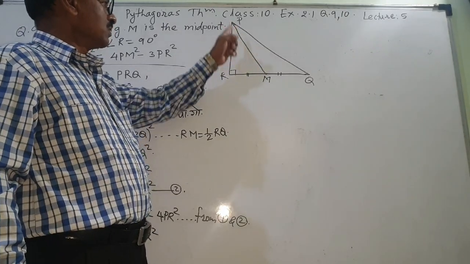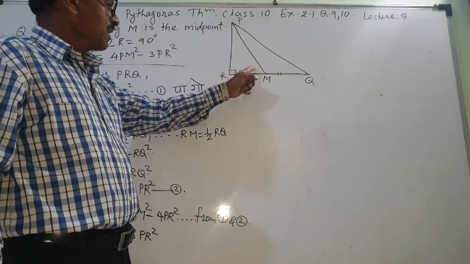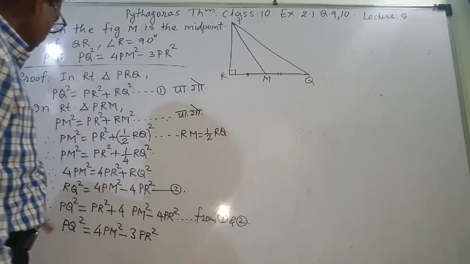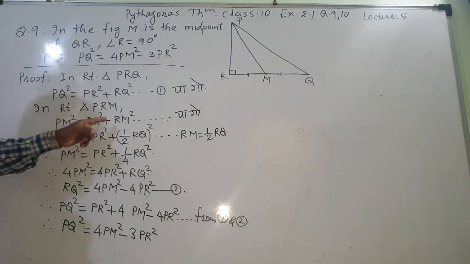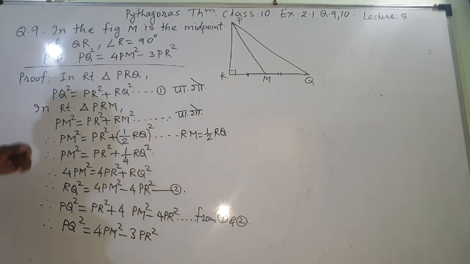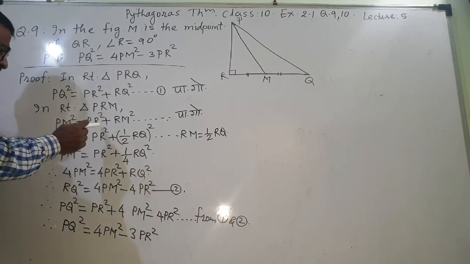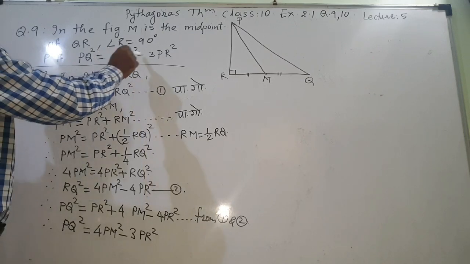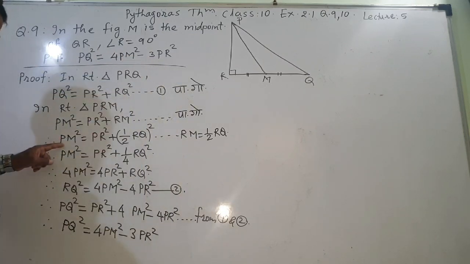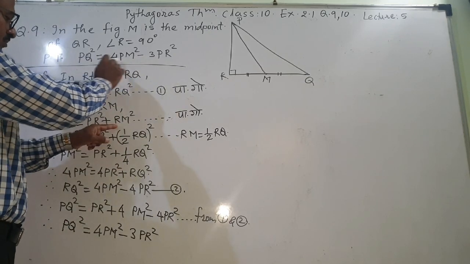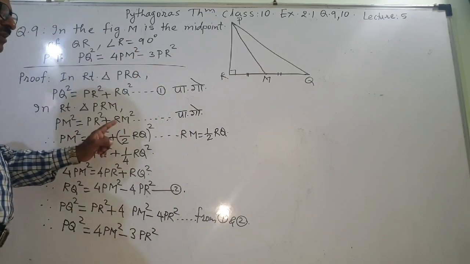Now in right angle triangle PRM, this is the hypotenuse. PM square is equal to PR square plus RM square. This is also Pythagoras. Now, from this, I will look towards the proof. In the proof, I want PM, I want PR. RM I don't want in the proof. So RM I will convert.